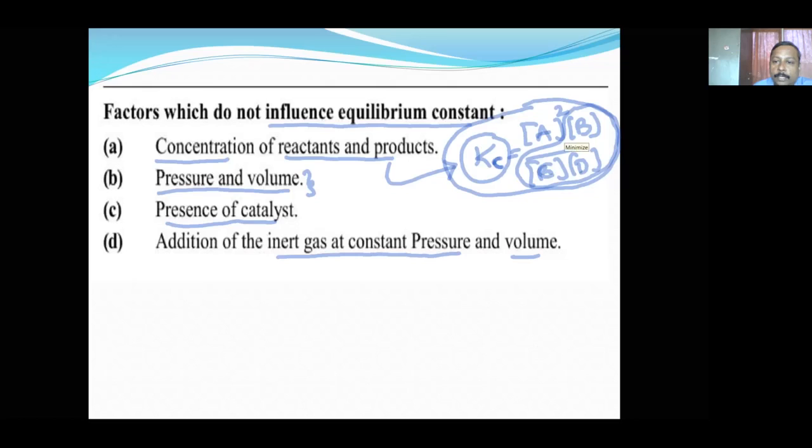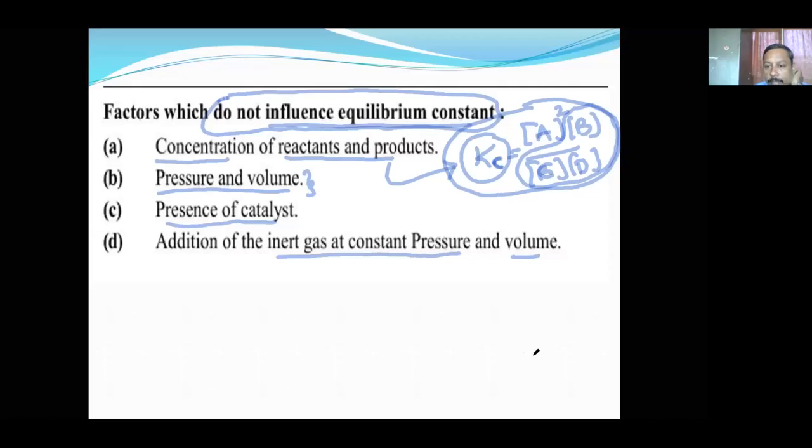On temperature, it will depend, Karthik. So the final answer is that Kc is constant whether you change the concentration of A, B, C or D. And these are the factors which do not influence the equilibrium constant value. Karthik, your answer is understood now. Now I will ask you a question. What are the factors on which the equilibrium constant changes?